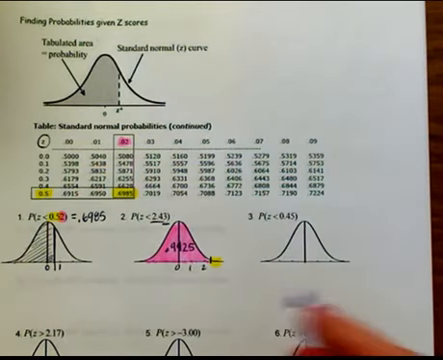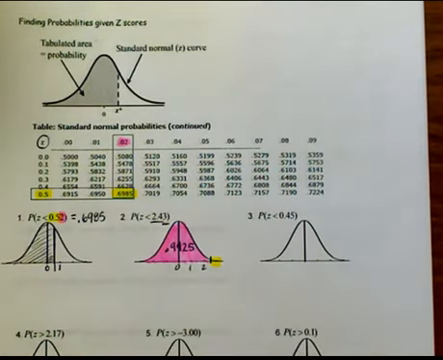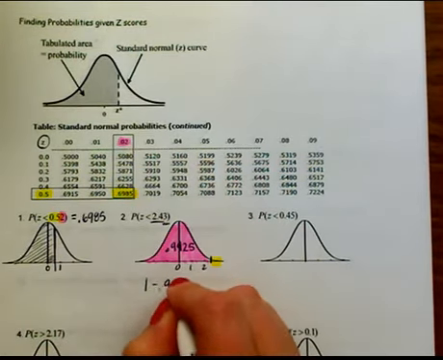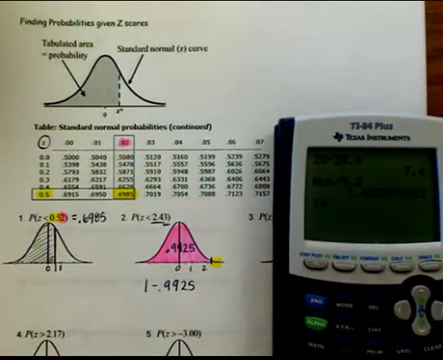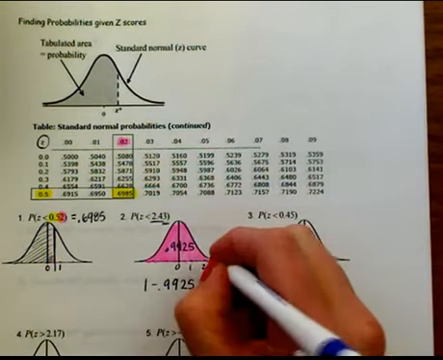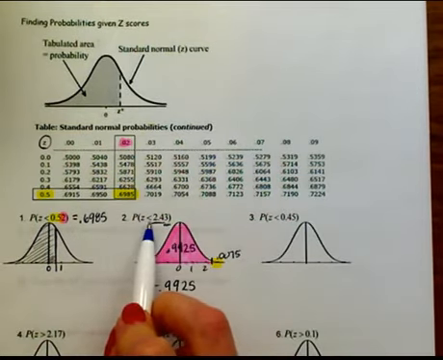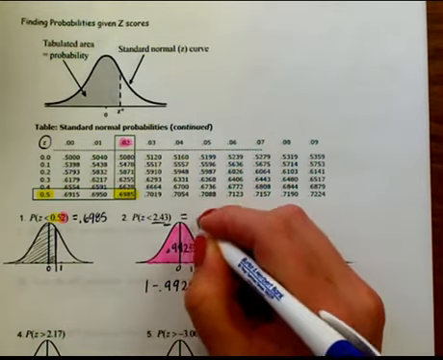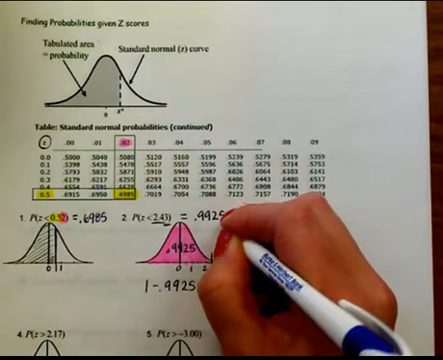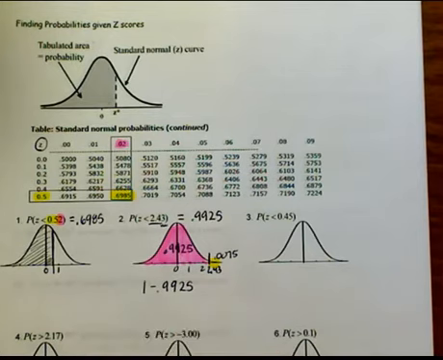Now if we remember, the area under the curve should equal 1. So I'm going to label this yellow section also, 0.0075. So the probability that z is less than 2.43 is 0.9925 because I was shading for the area less than or to the left of 2.43.